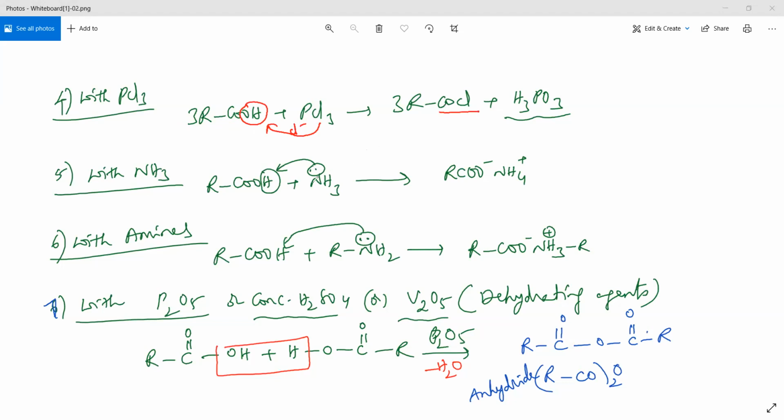So NH3 will abstract this proton, then you are getting RCOO minus NH4 plus. Amines also, same thing: H will be abstracted by nitrogen, and finally you are getting a salt. So this is a salt, and this is also a salt. With P2O5, these are all dehydrating agents, so we are eliminating water and you get anhydride, RCO-O-COR. This is anhydride.